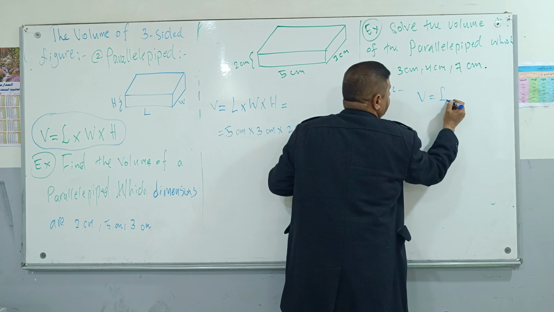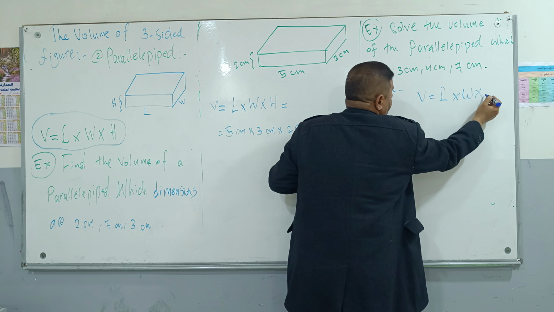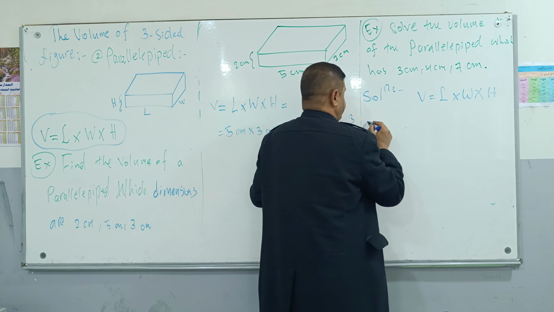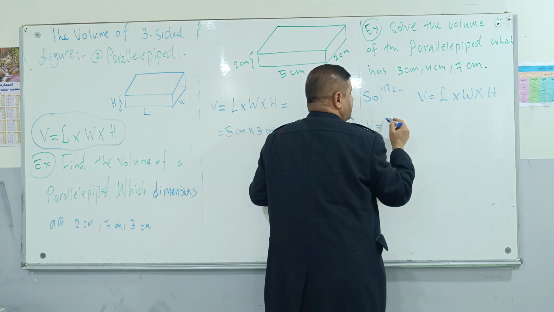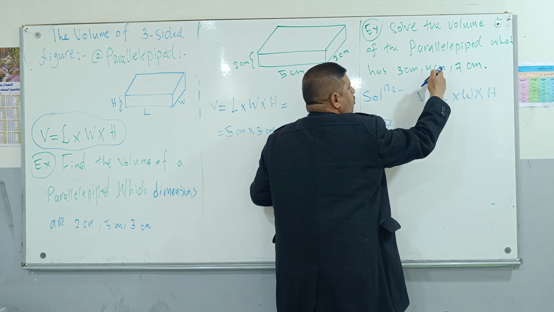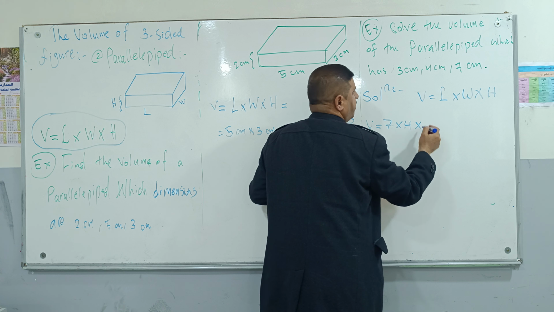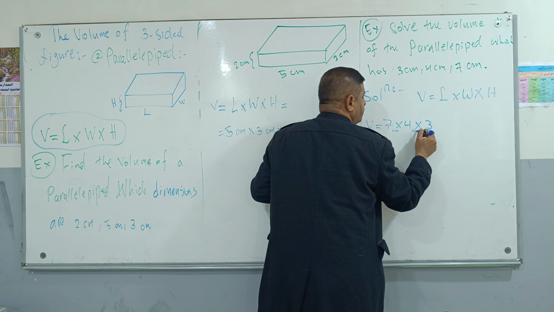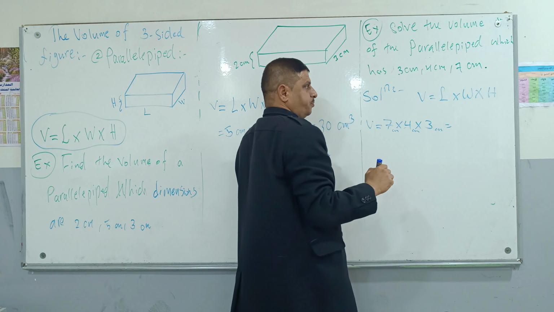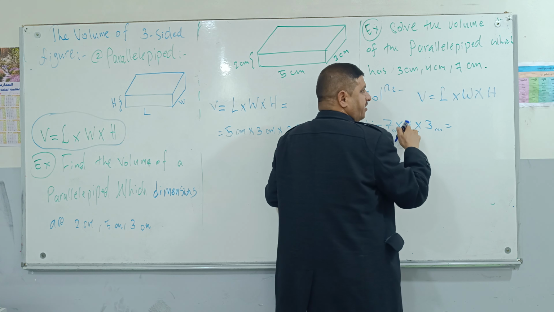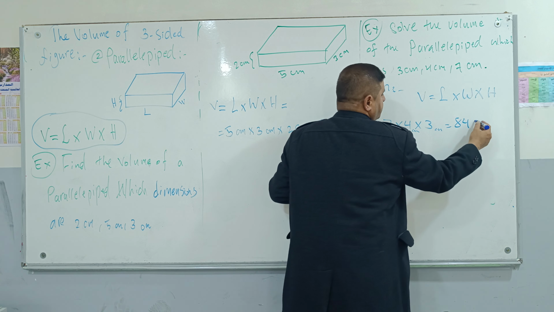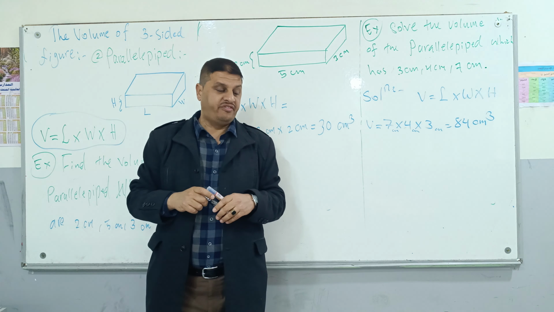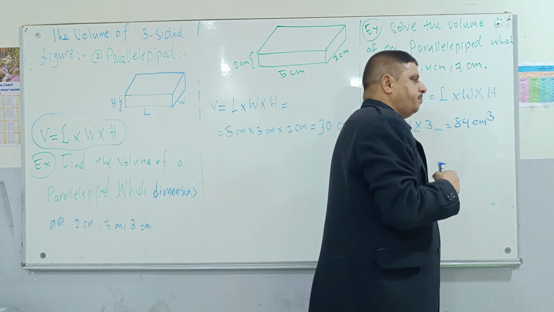V equals length times width times height. V equals 7 is the length, the bigger one is the width, and the smaller one is the height, in centimeter, which equals 3 times 4, 12 times 7, 84 centimeter cubed. Here is the final volume of this parallelepiped.